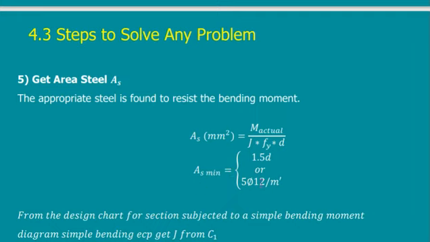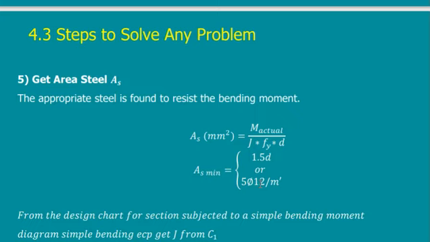The minimum steel, according to the code, is 1.5 multiplied by D, or 5 phi 12 per meter. Anyway, we'll discuss this when we come to detailing. But what you have to know now is that there is a minimum value of steel.